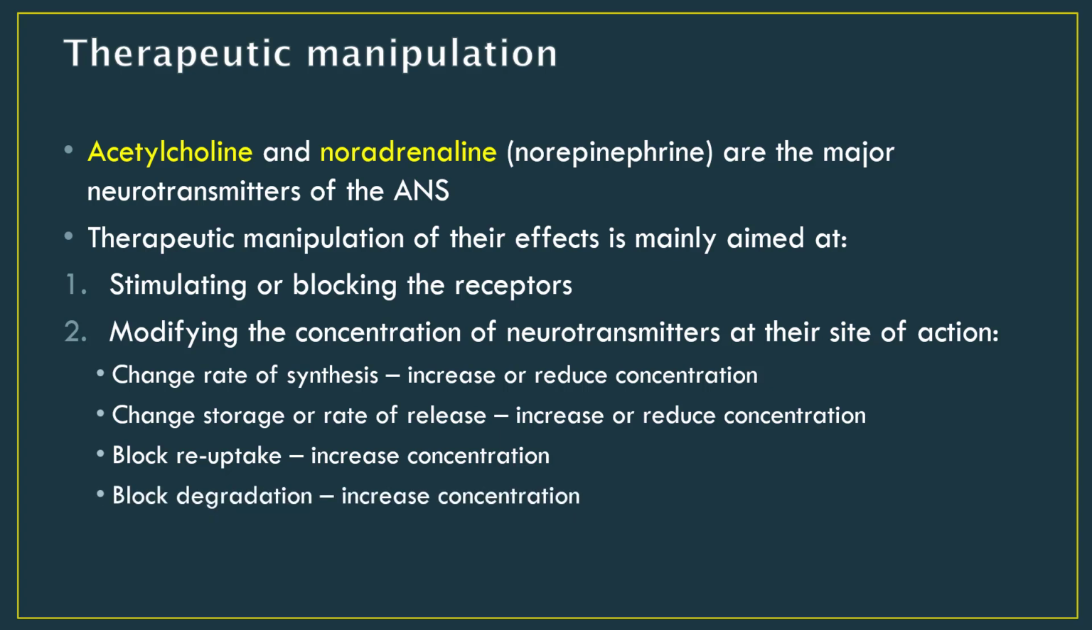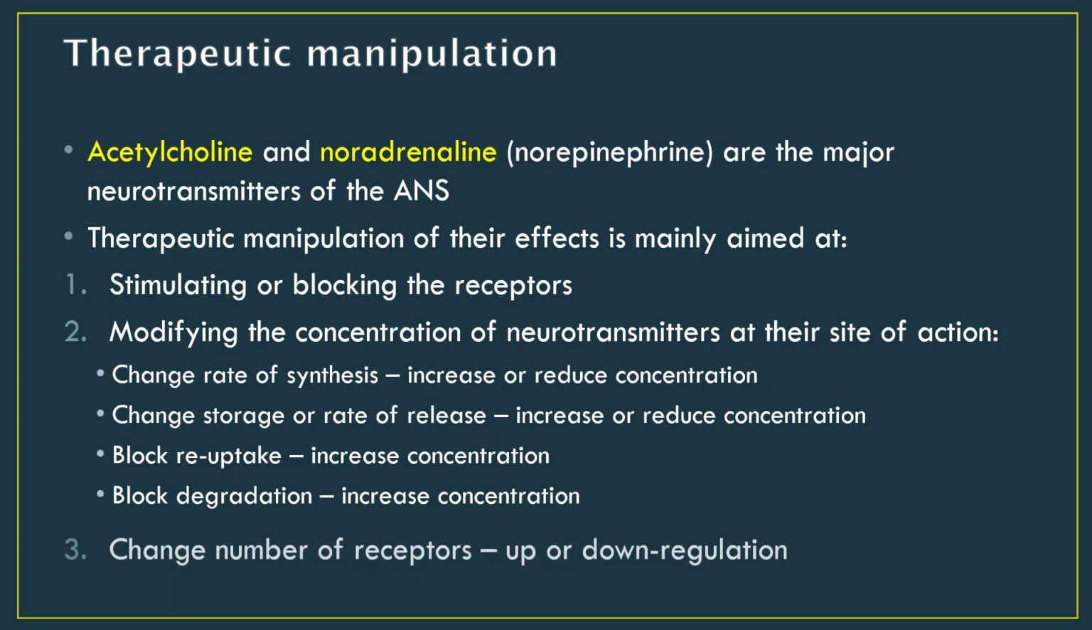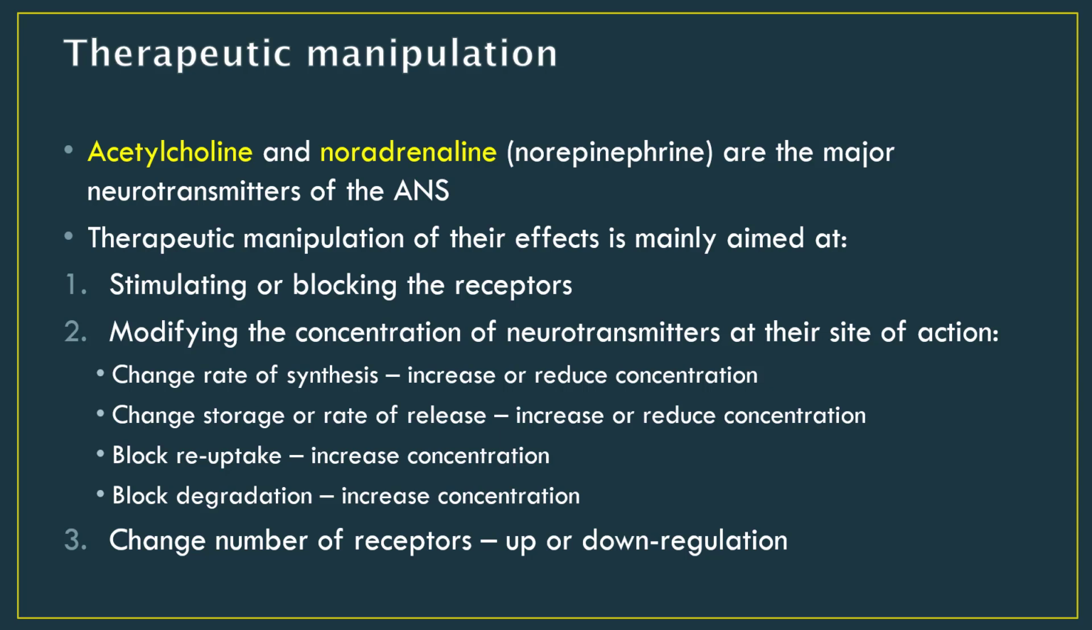You can block degradation of the neurotransmitter. Again, that would lead to increased concentration of neurotransmitter. Or you can change the number of receptors at the postsynaptic membrane. You can either upregulate the receptors or downregulate the receptors. So as you can see, by modifying all these different functions of either the neurotransmitter or the receptors, we can modify the autonomic response. Now let me share with you a bit of good news.